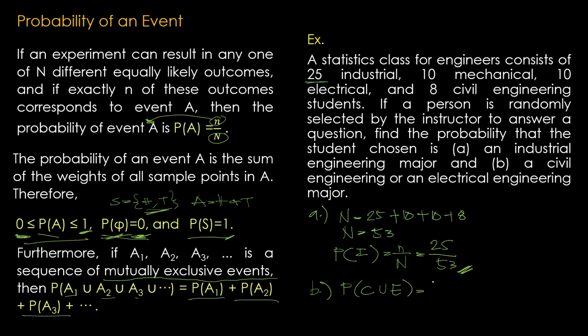Therefore, since they are mutually exclusive, a civil engineering student cannot also be an electrical engineering student. They don't have an intersection between these two events. Therefore, the probability of C or E is equal to the probability of C plus the probability of E, wherein the probability of selecting a civil engineering student is 8 over 53, since there are 8 civil engineering students, plus the probability of selecting an electrical engineering student. Since there are 10 electrical engineering students, that would be 10 over 53. And our final answer is 18 over 53.